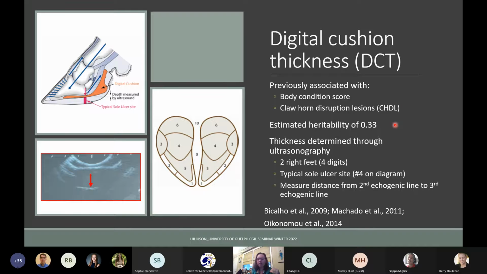They also estimated that it had a heritability of 0.33. Fantastic. We can make an impact on this in genetic selection. They had established a routine of using the ultrasound to measure this. However, we were going to expand on that.